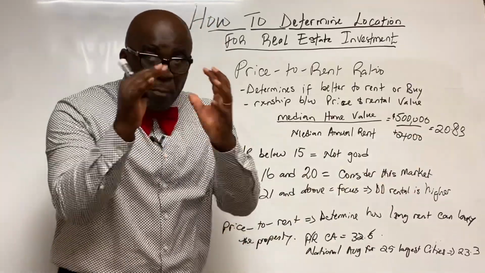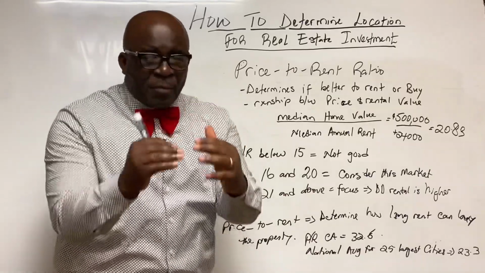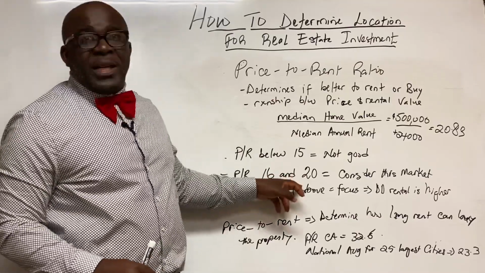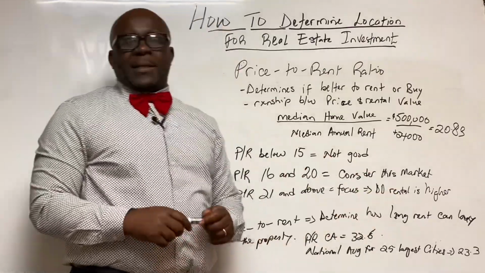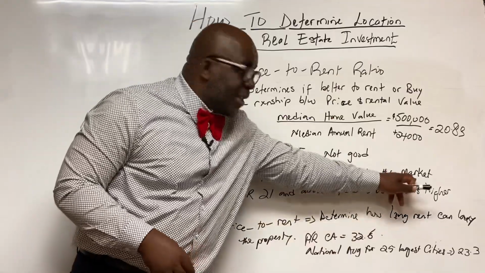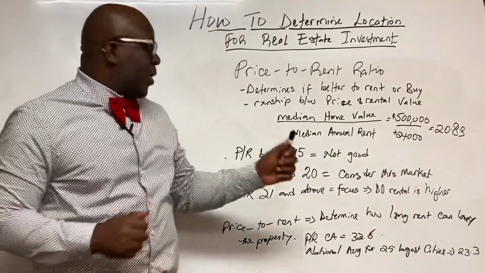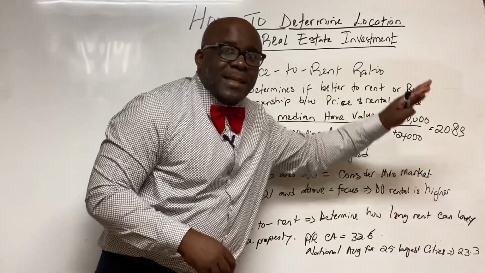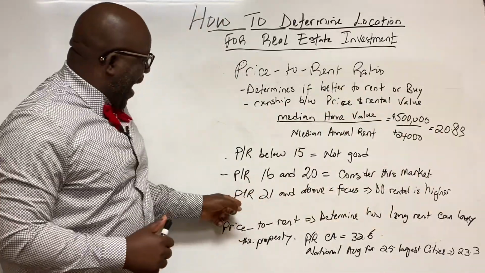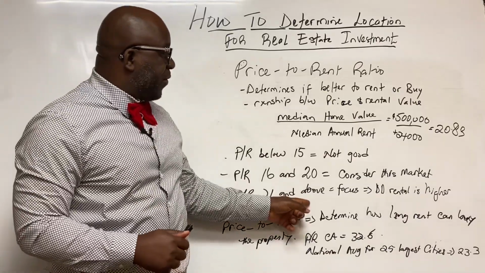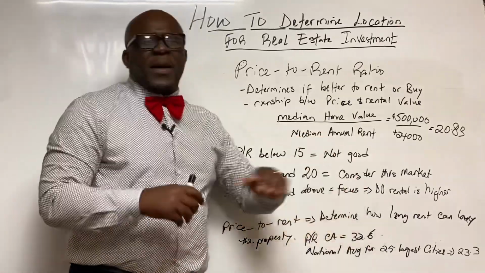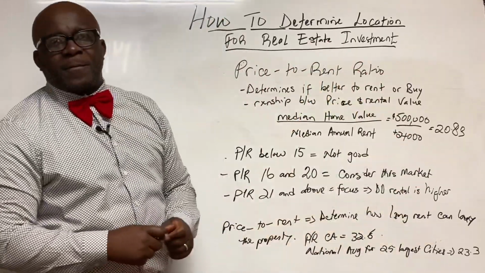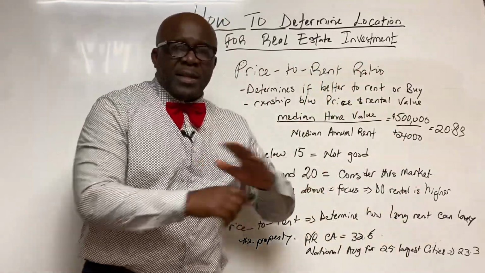It's about understanding the market where you find yourself. Market segmentation is all in real estate. A price to rent ratio between 16 and 20, consider this market. There is a demand for rental properties in this market because it is cheaper to do what? To rent in this market than to buy. A price to rent ratio of 21 and above, focus on that market. That is the best market because it has a high demand for rental properties. Most people in that environment are renting.